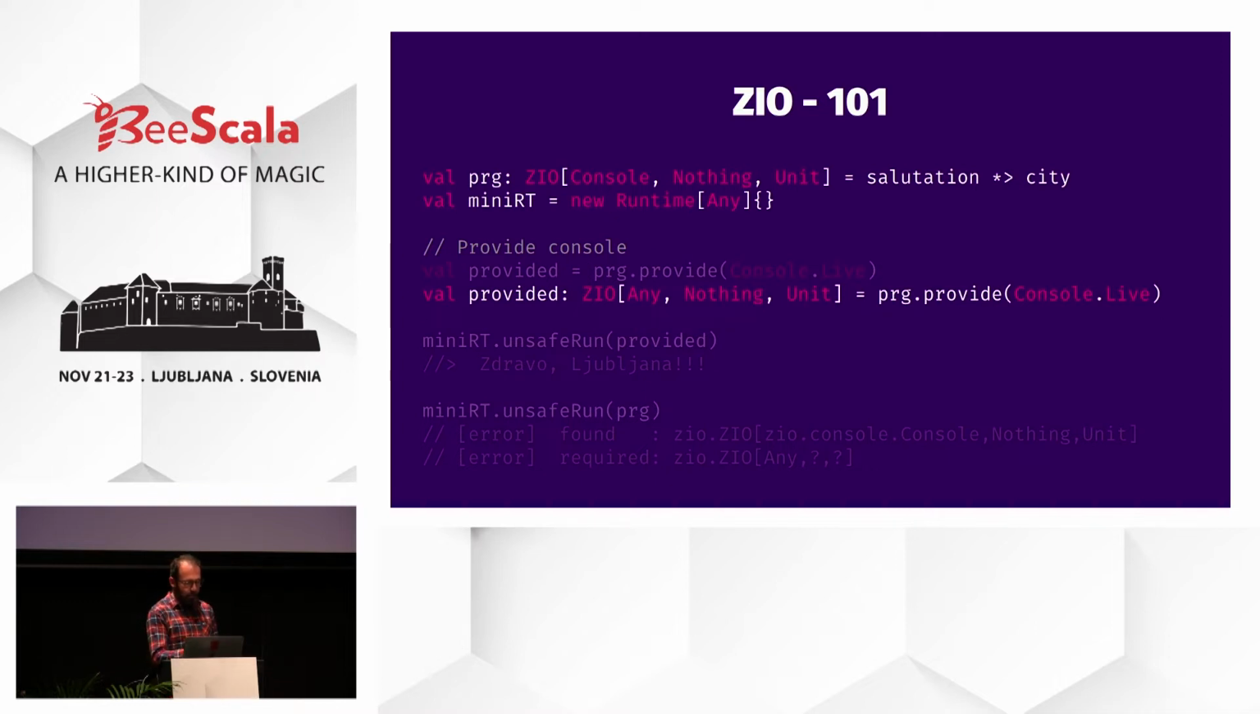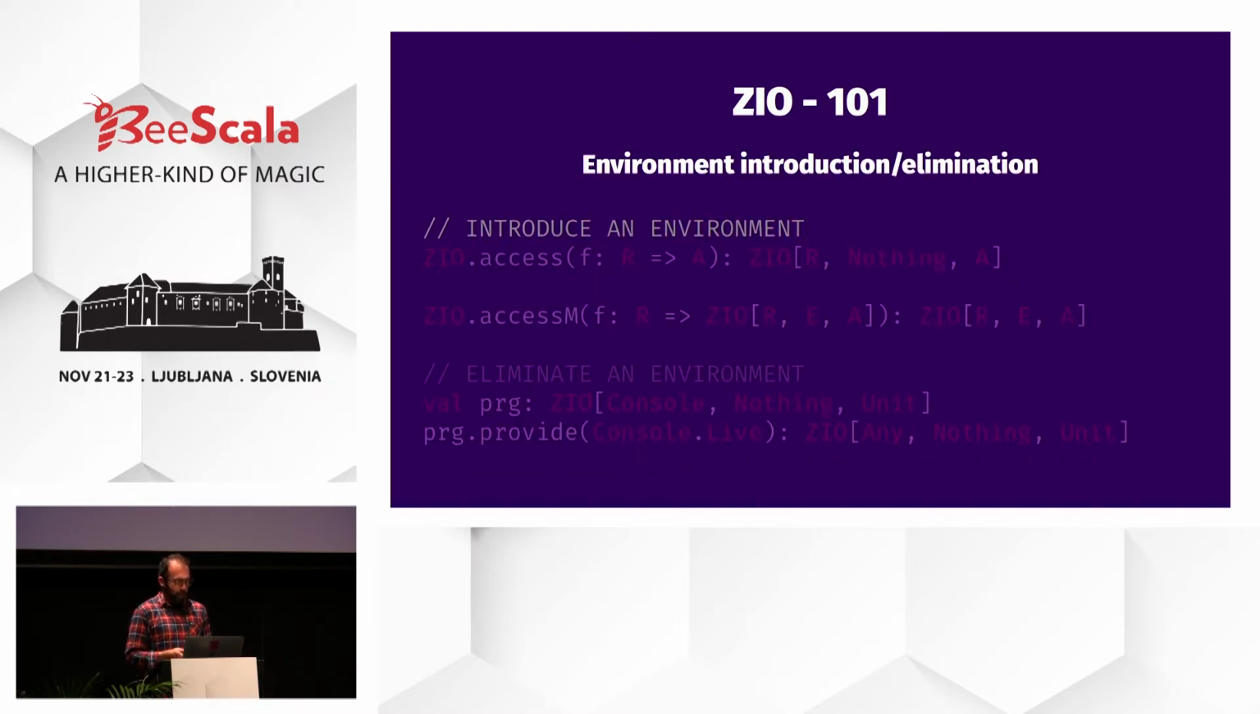So you see that the program that was requiring a console, now that I provided it with a console, requires Any. So it doesn't require any specific type. I can provide it with anything. And this program is able to run on a minimal runtime, let's say. And the effect is the same. Indeed, if I try to run the unprovided program on a runtime that doesn't provide console capabilities, it will not be able to compile. So ZIO exploits the type system quite heavily.